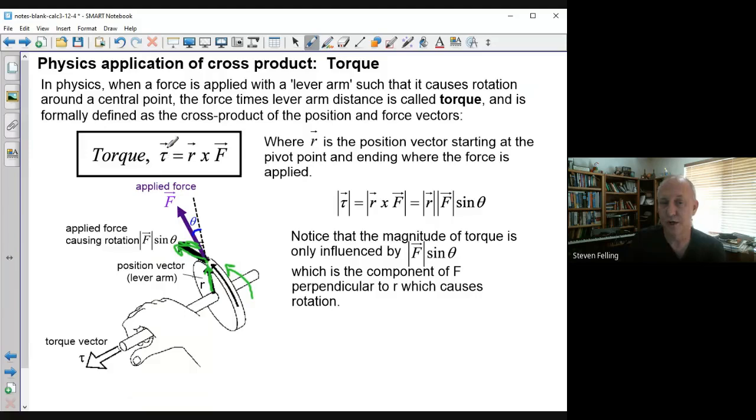And then because torque is a cross product, it is a vector, and it turns out that it is a vector that is parallel to the axis of rotation, according to the right-hand rule again, okay? So we'll see some problems in homework like that where we calculate torque, okay? In fact, let's take a look at one example right now.